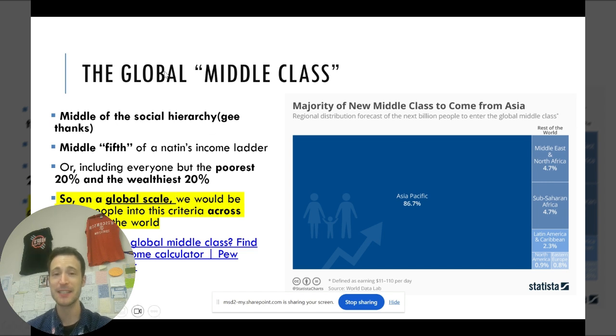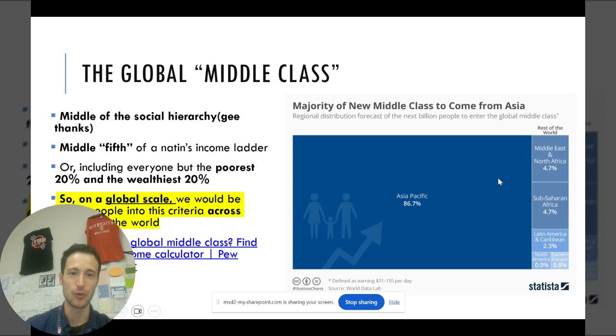Global middle class is a common term that you need to know. It generally means the middle of the social hierarchy, which means the middle fifth of a nation's income ladder. So you're including everyone but the poorest 20% and the wealthiest 20%. So on a global scale, we would be fitting people into this criteria across regions of the world. There's a little thing that determines if you're in the global middle class.